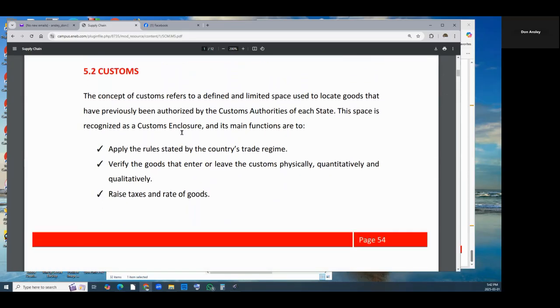Customs. The concept of customs refers to the defined and limited space used to locate goods that have previously been authorized by customs authorities of each state. This space is recognized as the customs enclosure, and its main functions are to apply the rules stated by the company's trade regime, verify the goods that enter or leave the customs physically, quantitatively, and qualitatively, raise taxes, and rate goods.